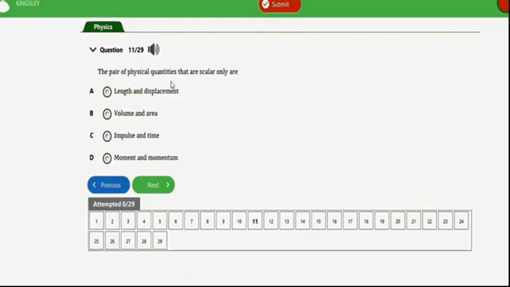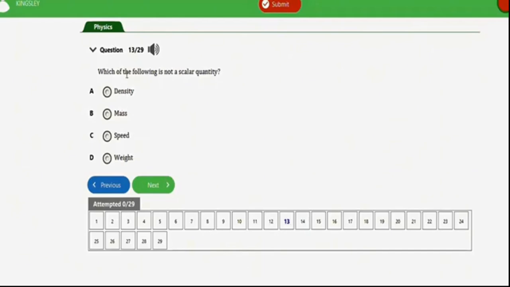It says the pair of physical quantities that are scalar only are, we have length and displacement, no. We have volume and area, impulse and time, no. Moment and momentum, no. The correct option is option B, which is volume and area. They are both scalar quantities. Alright, next repeated question will be this question.